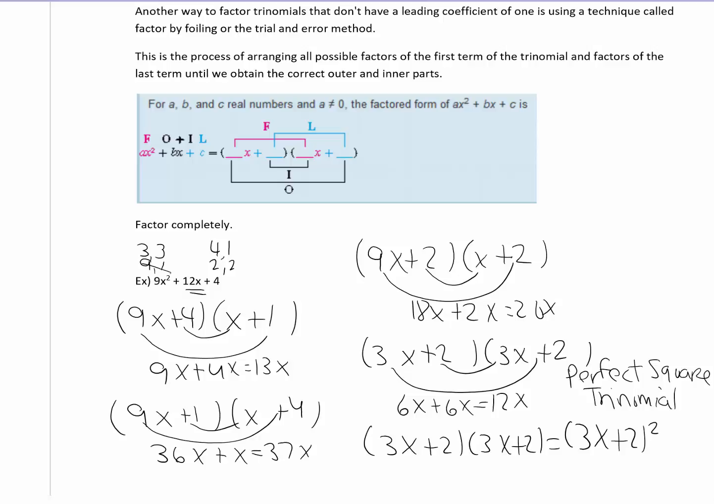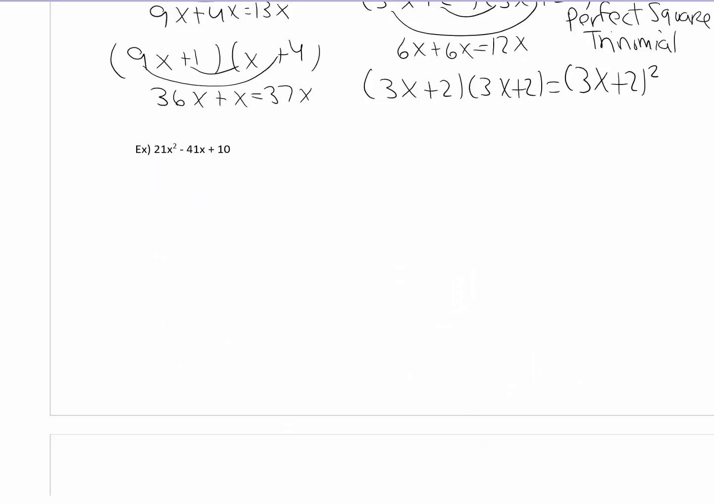Okay, let's go to the next example then. First off, is there a greatest common factor I can take out of all three of these terms other than 1? And that's a no. The leading coefficient is not 1 with 3 terms, so we're going to try again this factor by foiling. So we want to write out all the factors of 21. Well, that's 7 times 3 and 21 times 1, and then 2 times 5 for 10 and 10 times 1. Now, I'm going to try the factors that are a little bit closer together. So I'm going to try 7x and 3x before I try 21x and 1x.